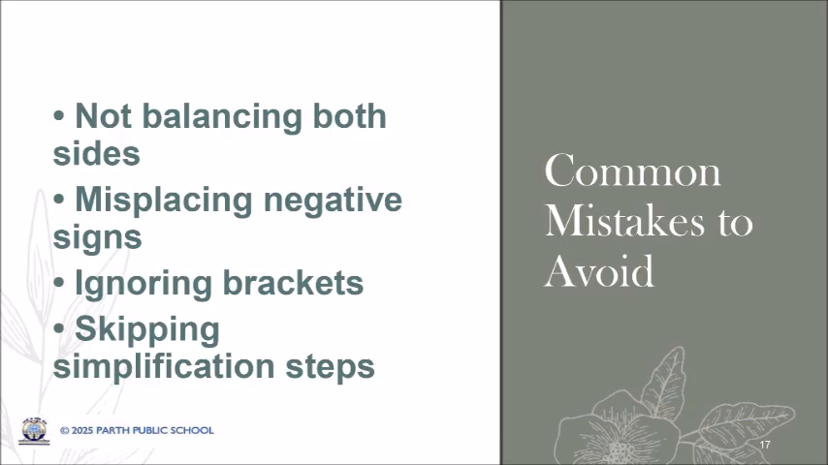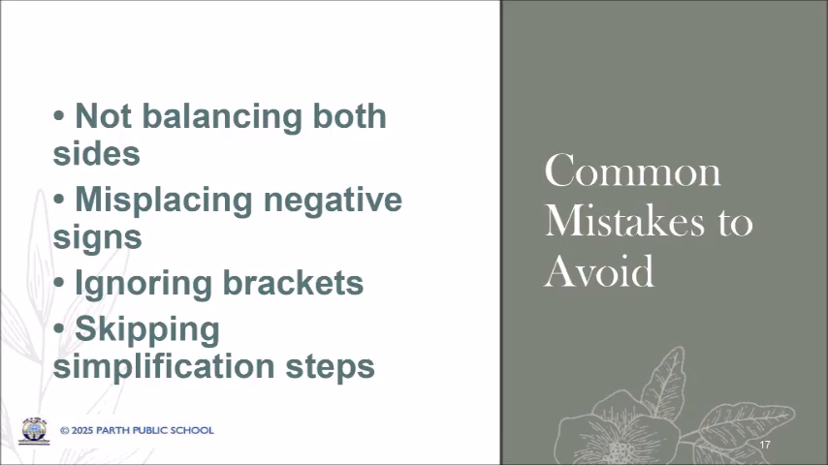The second one, misplacing negative signs. So that means whenever we are placing the signs, we should be very careful. A small sign mistake can change the whole answer. The next, third one is ignoring the brackets. Always pay attention to brackets. They change the order of operations and must be simplified very correctly.